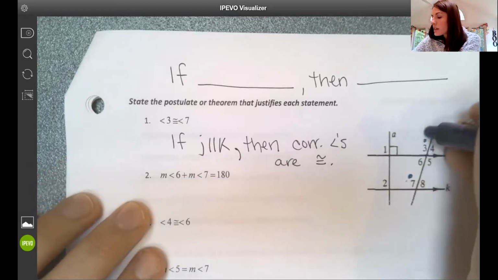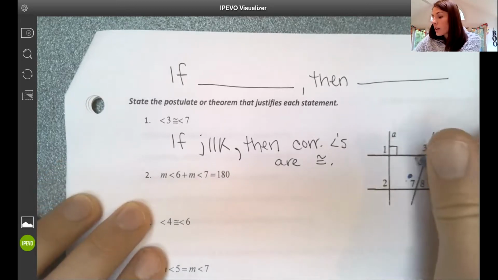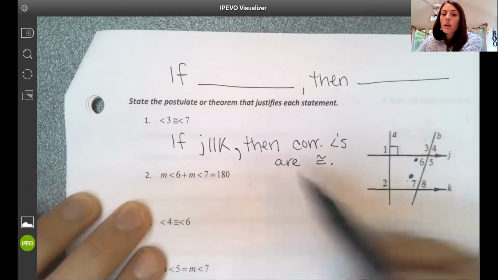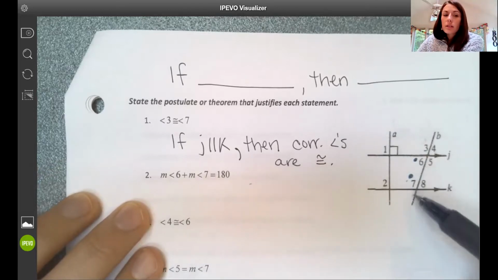The next statement says 6 and 7 equal 180, or 6 and 7 are supplementary. What type of angles are 6 and 7?